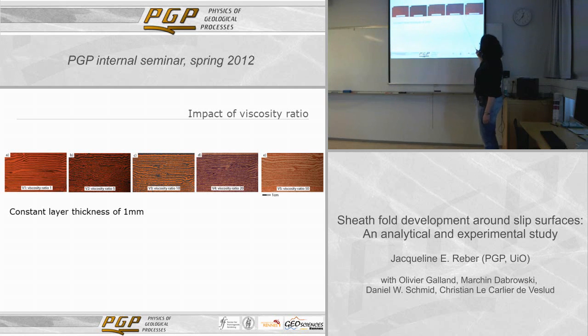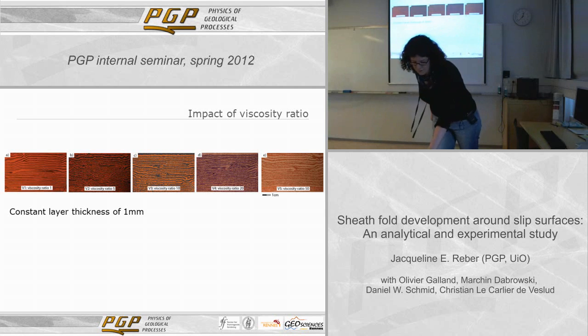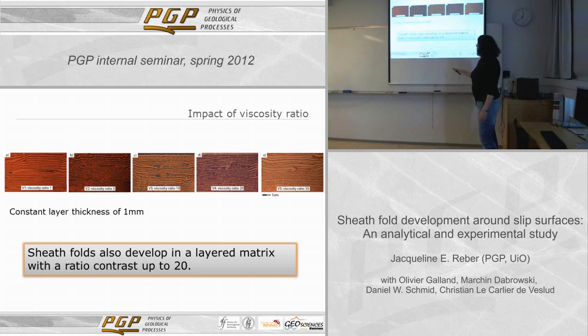With a viscosity ratio of 20, we got a very nice sheath fold up here. Then with a viscosity ratio of 50, it got a little bit tricky. It produced something like a sheath fold here, and it definitely deformed the layer quite strongly. But the problem was producing these layers was very tricky for such a high viscosity contrast, and we were not able to have them exactly the same thickness for the weak and the strong layers. So the thing we can say is that we can have very nice sheath folds in a layered matrix with a viscosity contrast of up to 20.